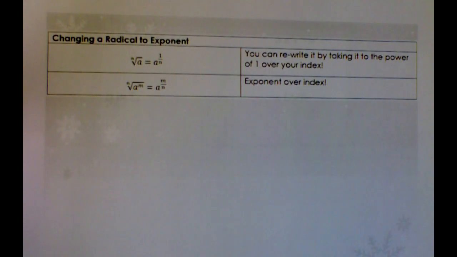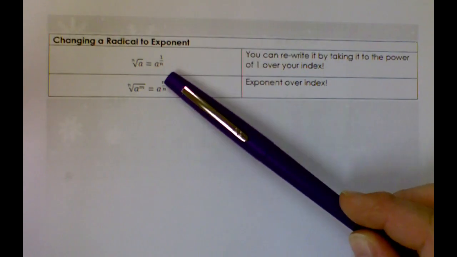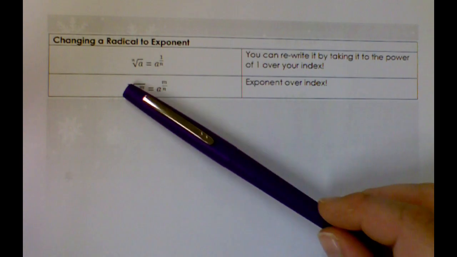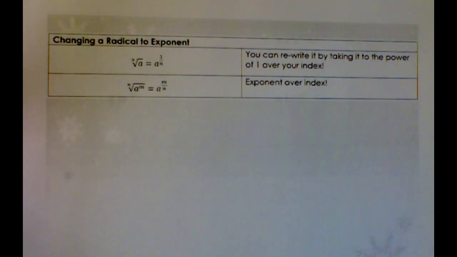And then we also talk about changing a radical to an exponent. So the nth root of something is that thing to the 1 over n power. So a root can always be written as a 1 over that power. And so the nth root of a to the m power, the exponent is m, so that becomes the numerator of the exponent. The root becomes the denominator of the exponent.